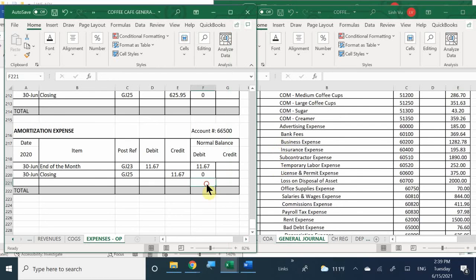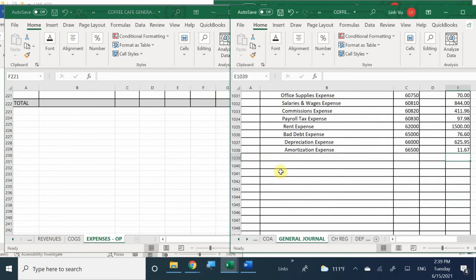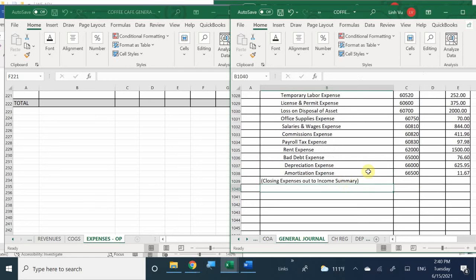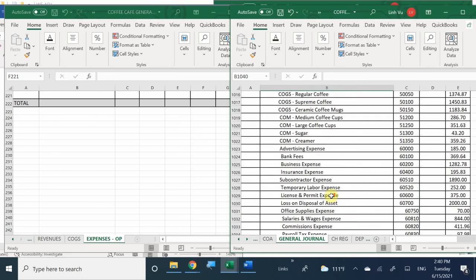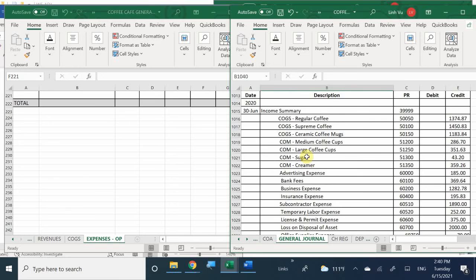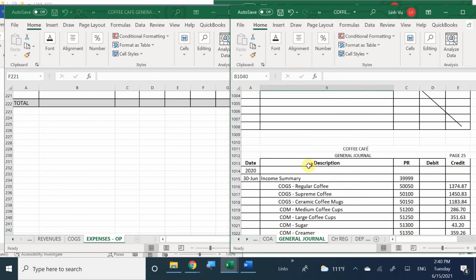So since we reached the end of all of our expenses, go ahead and make a little description here to say that you're closing expenses out to income summary. Okay. Right. So here, like I've mentioned before, all of these are credited accounts. So here's simple as it can be.